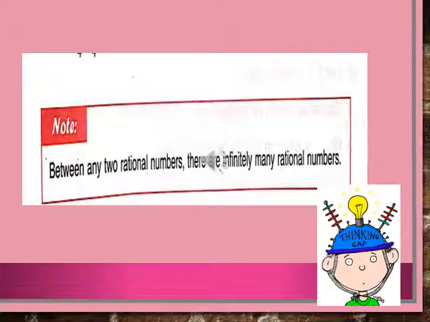So in the previous slides we have calculated three numbers in between the two given numbers, and like this there are infinitely many rational numbers in between any two rational numbers. Not only one, not two, not three, but infinitely many rational numbers are there in between any two rational numbers.